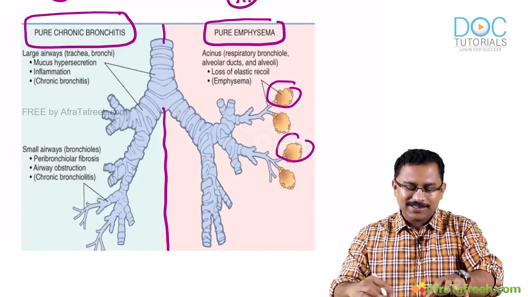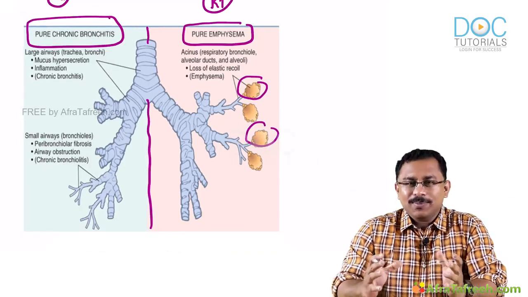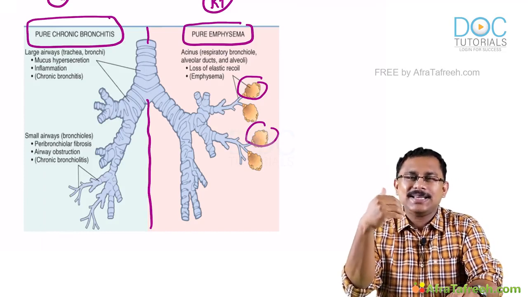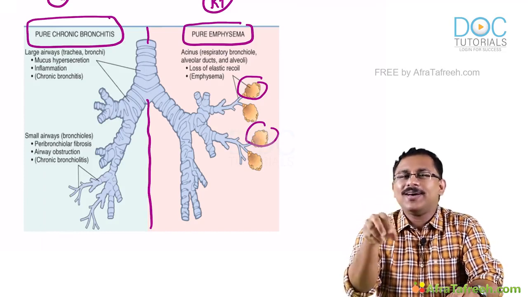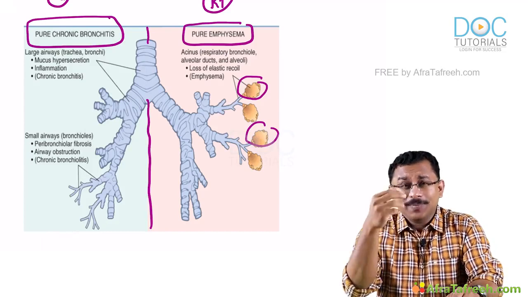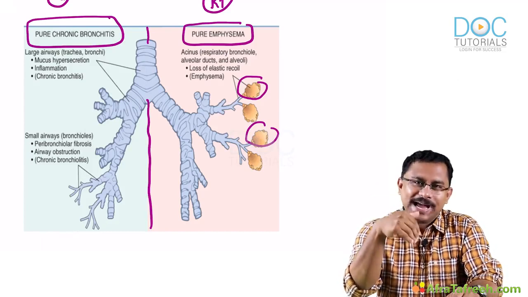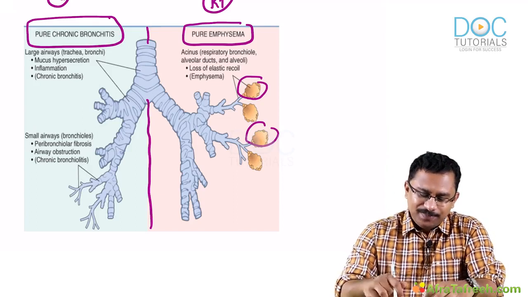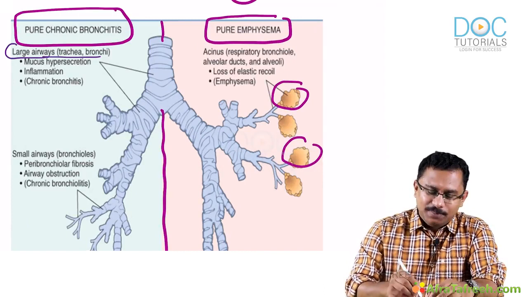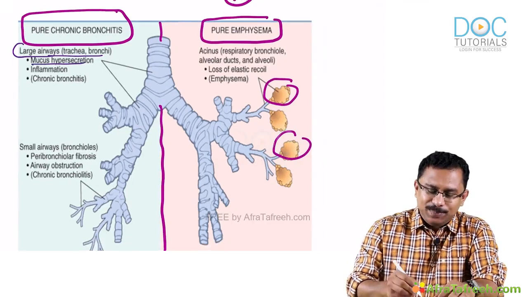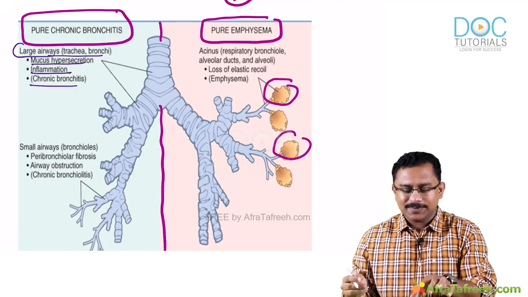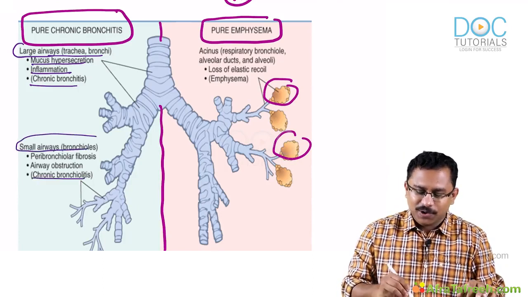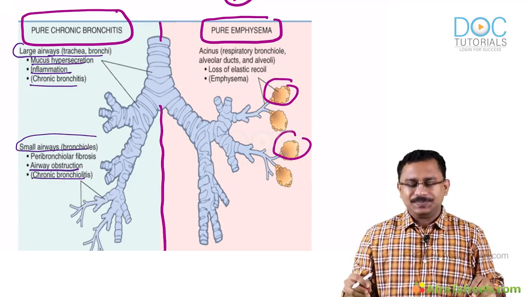Now let me take your attention back to this picture. I am going to tell you what gas exchange abnormalities can occur in chronic bronchitis. But to make you understand this, I must tell you what is happening at the level of the respiratory unit. You see here, it involves the larger airways like the bronchi. As I said, mucus hypersecretion, inflammation, there is bronchitis. And the smaller airways are also involved. There is chronic bronchiolitis, there is airway obstruction.